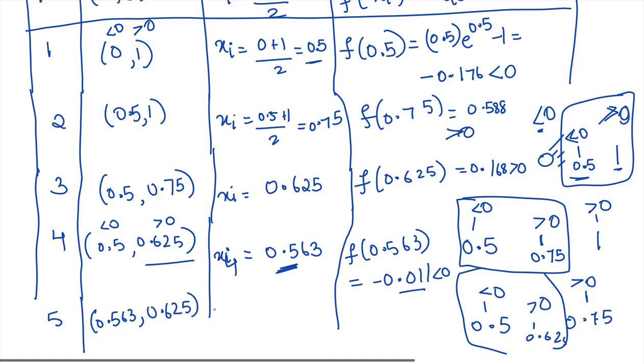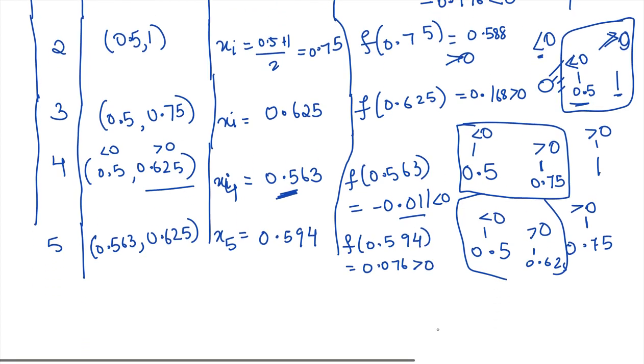Now what is our x5? 0.563 plus 0.625 divided by 2, it is 0.594. Now what will be f of 0.594? This is equal to 0.076. This is greater than 0 again.